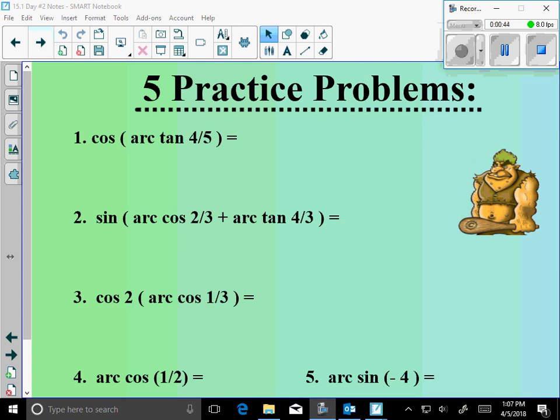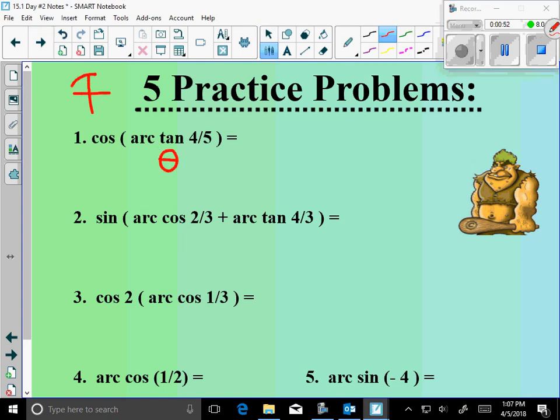All right, we're back. So here we go. We're going to take the cosine of some angle. I'm going to call this angle theta. And arctangent, as we know, as well as arcsine, they're restricted to quadrants 1 and 4.